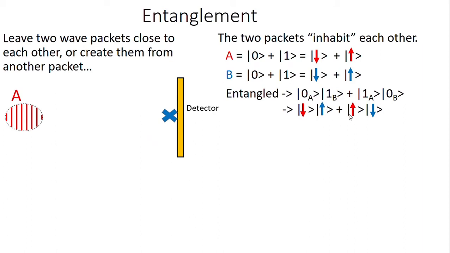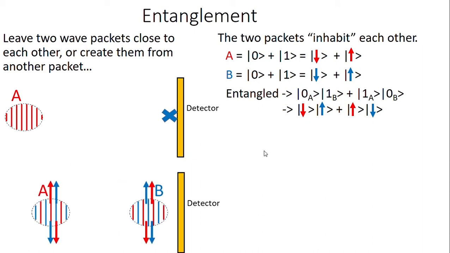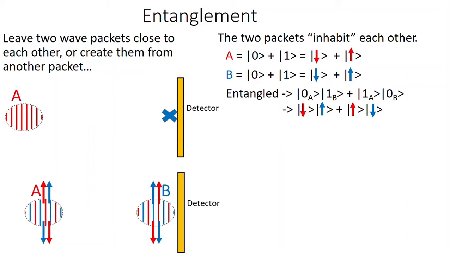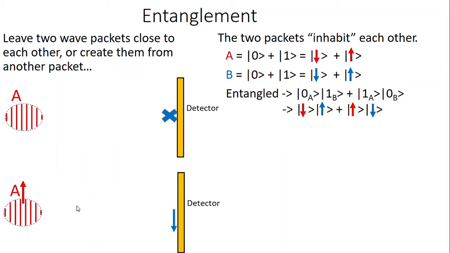And the way I'm sort of putting that is that they're inhabiting each other. So here's A and B and spin up and spin down superposition. If they're entangled, A is inhabiting B as spin up and spin down, and B is spin up and spin down inhabiting A. And then when you let them go off and get detected, suppose B is spin down, A immediately becomes the opposite, spin up.